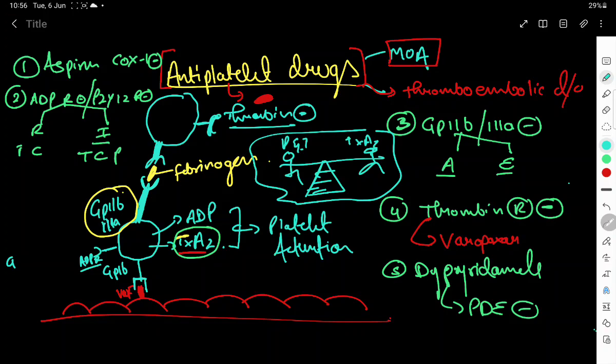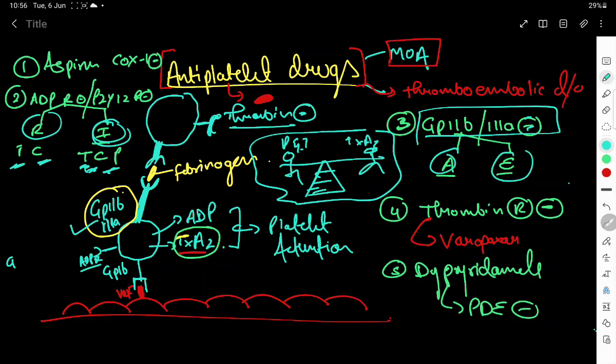The second class is the ADP receptor or P2Y12 receptor inhibitor, which affects the GP2B3A receptor expression on the platelet surface. So inhibition of this receptor is somehow going to decrease the surface expression of GP2B3A, which causes platelet aggregation to decrease. We have two classes of drug, reversible and irreversible. The reversible ones are ticagrelor and cangrelor, and ticlopidine, clopidogrel and prasugrel are irreversible. The third class of drug are GP2B3A inhibitors that include abciximab and eptifibatide.